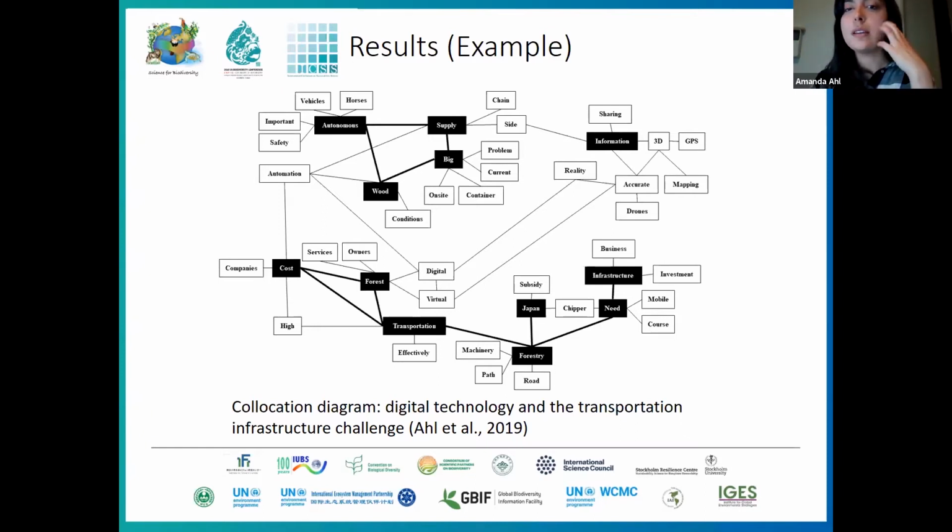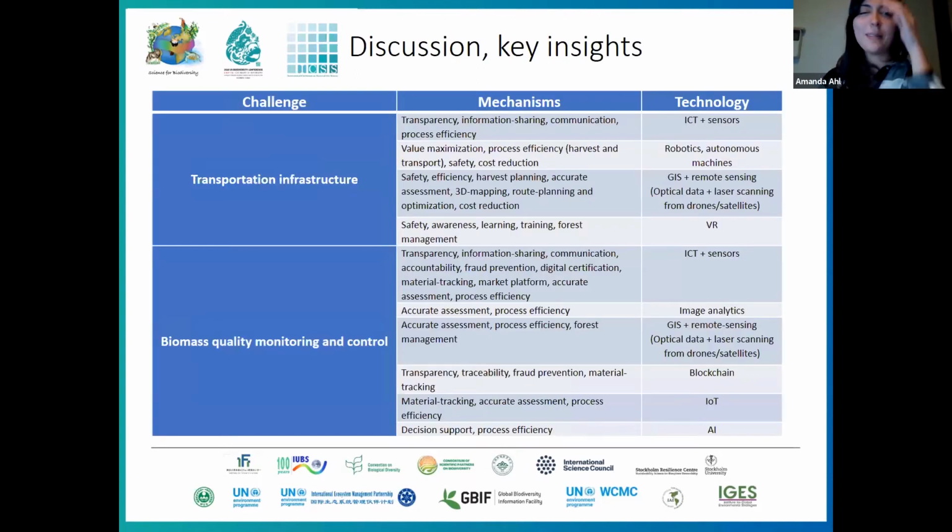So basically when we did keywords in context analysis on this, we found that a lot of the interviewees talked about the use of drones and also, of course, satellite imagery to accurately map the forest in order to make better decisions, including where to put roads in the forest, like route optimization strategies. So yeah, I definitely won't have time to go through each of these, but I just wanted to show you an overview of what is in the research paper as well. So we mapped out the challenge, the mechanism, and the technology that might be able to help this challenge.